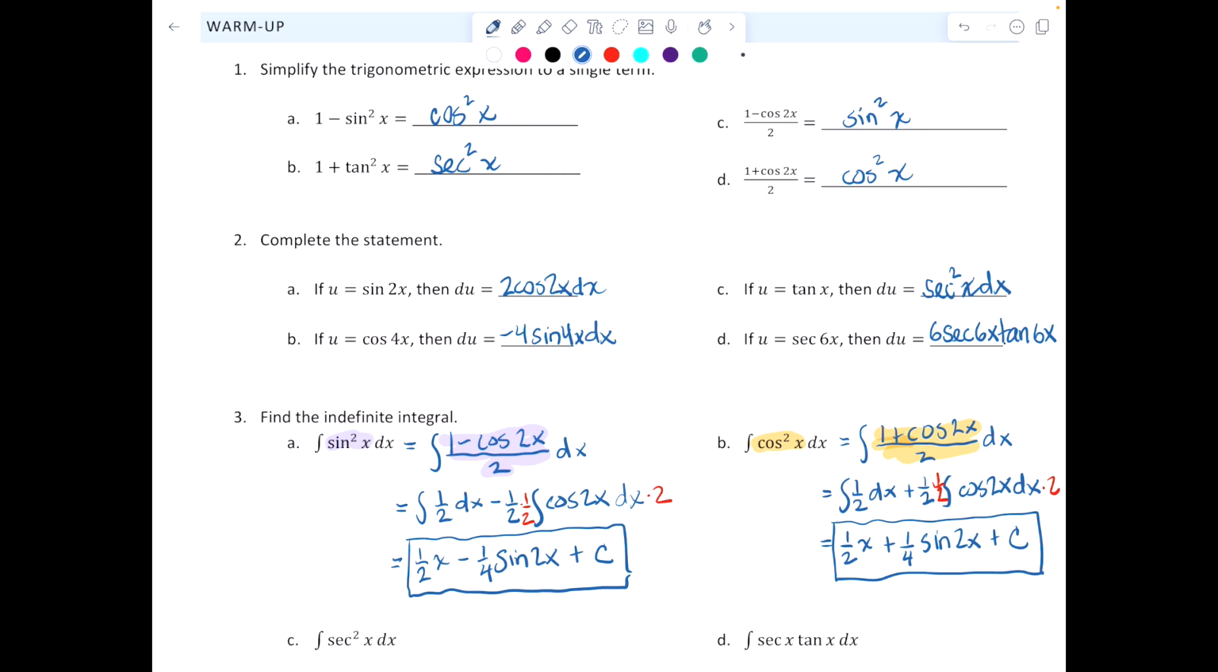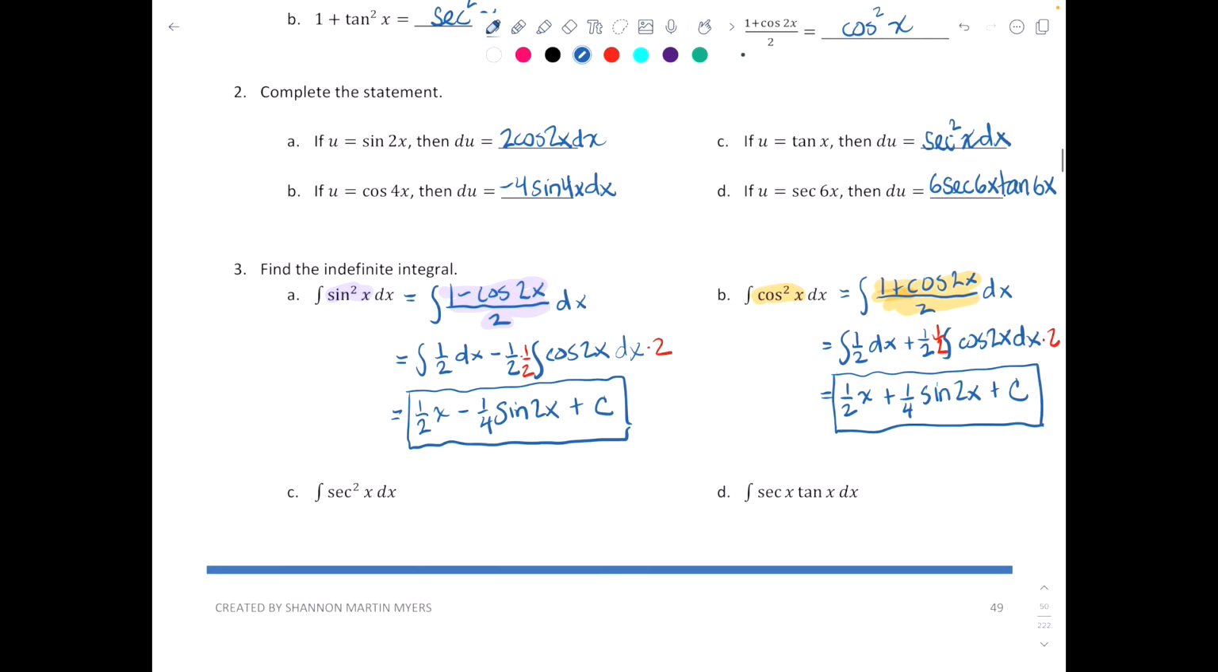Groovy so far? Awesome. And then this one, often so easy it's hard. The antiderivative of secant squared at x with respect to x is the tangent at x plus your constant of integration. And again, another so easy it's hard one. The antiderivative of secant at x times tangent at x with respect to x is just secant at x plus c.